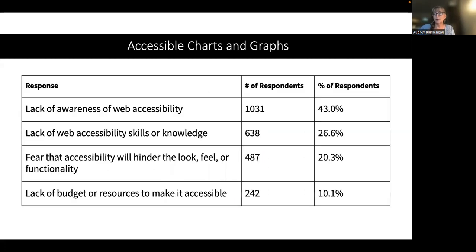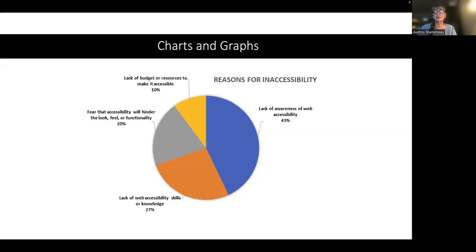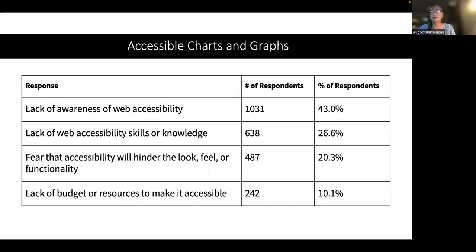Or you can use a table, right? So we have to compare and contrast. Is that pie chart that was here more accessible or less accessible than having it in a table? This table is probably more accessible because we have a header. Hopefully it's a header for response, number of respondents, and percentage of respondents. This is something that could be a lot easier for a person using a screen reader to go through.